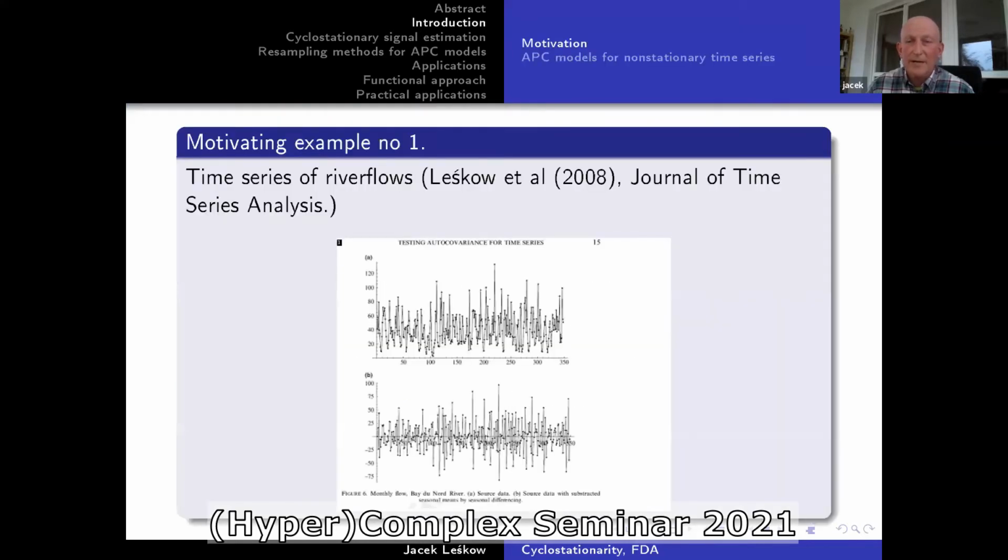Let me go ahead and start with the popular examples. Cyclostationary time series in the past were related, for example, to a time series of river flows. You have certain seasonality, but let us not confuse seasonality with cyclostationarity, because cyclostationarity is a property of the second order characteristics of time series.